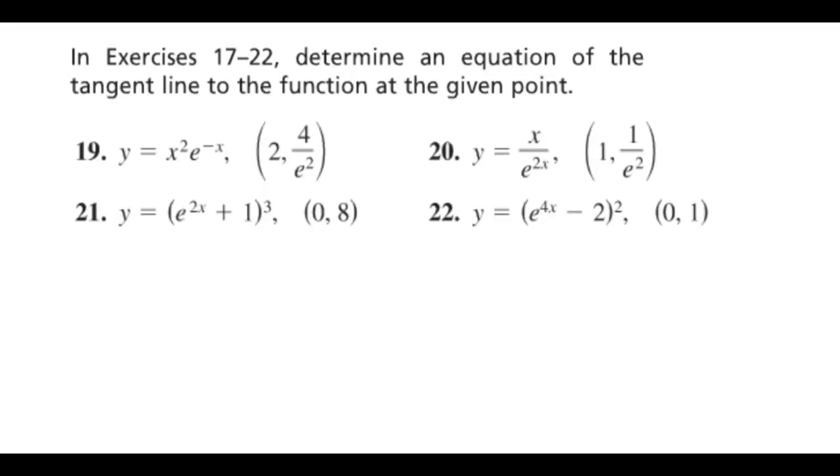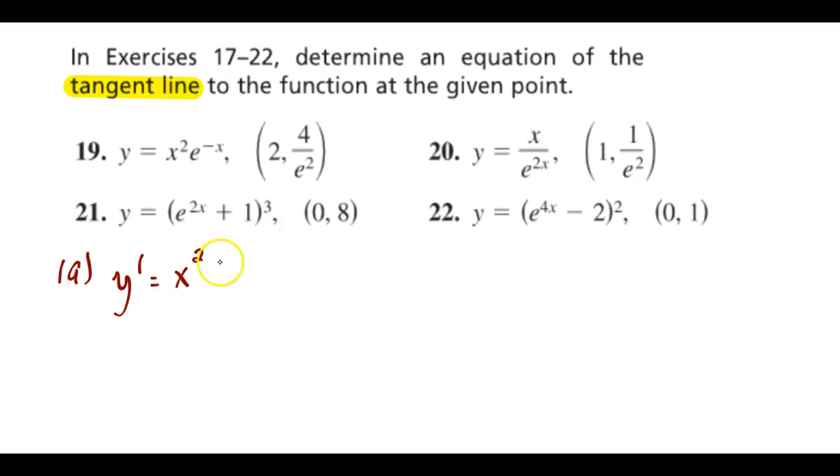All right, so this again mentions the word tangent line, and that means find the derivative and then plug in the x value to find the slope of that tangent line. And then we'll write the equation y equals mx plus b. So I'll start out with number 19. The first thing we need to do is find the derivative of this thing, and that's the product rule.